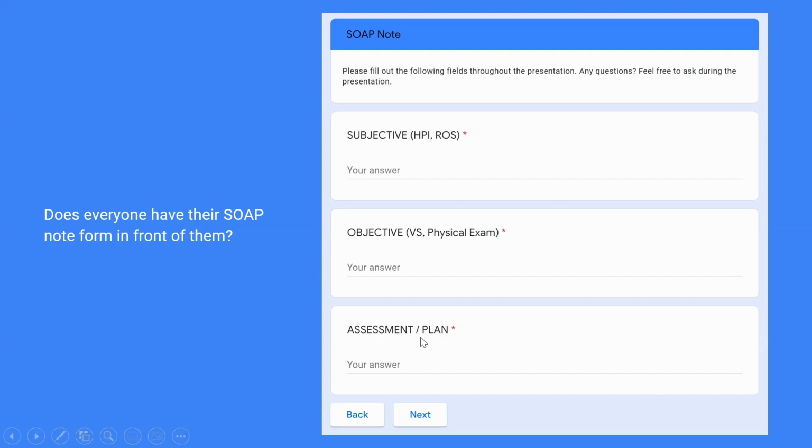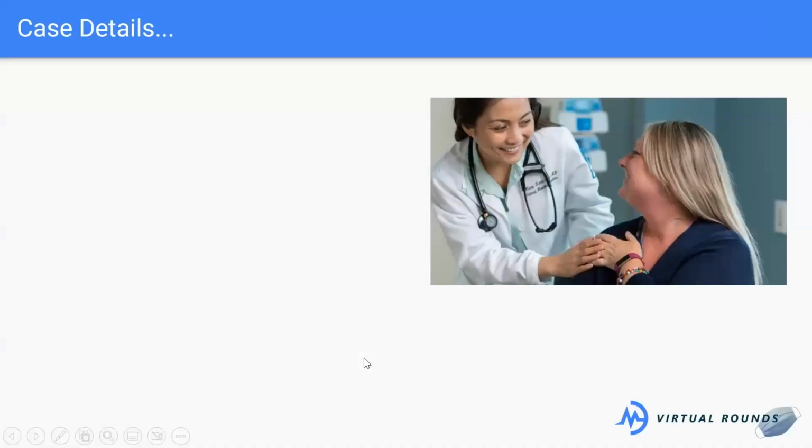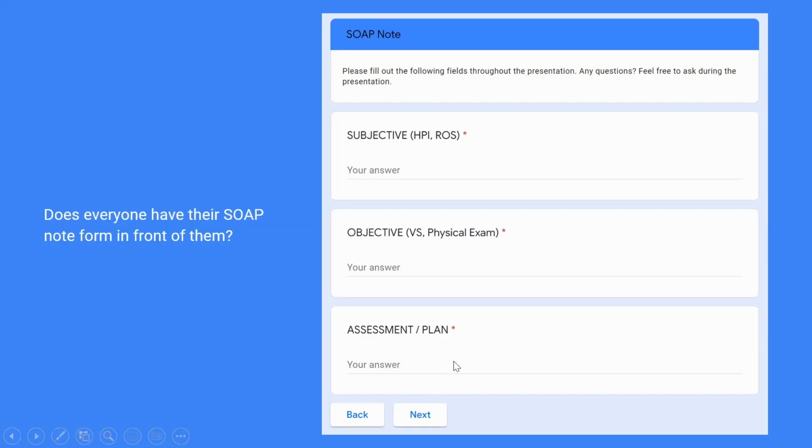And then assessment and plan will be where we wrap things up and we take our differential diagnosis that we've made and we come up with, okay, well, what do we think that this patient has, based on the objective data and the subjective data? And then what are we going to do about it, the plan? So what's going to be the treatment or what's going to be the intervention that we do? So yeah, really just a place for you to take notes.